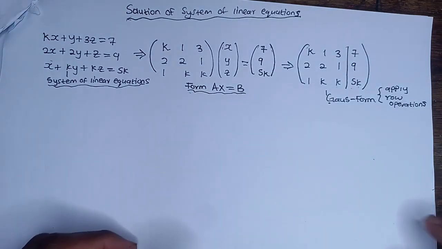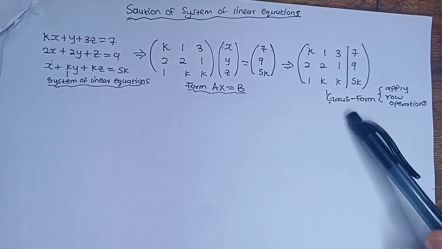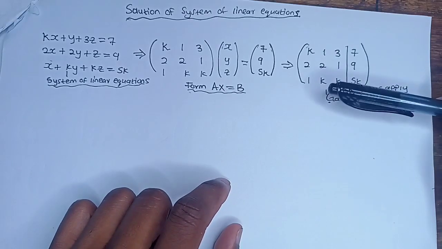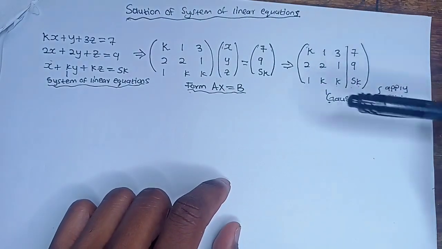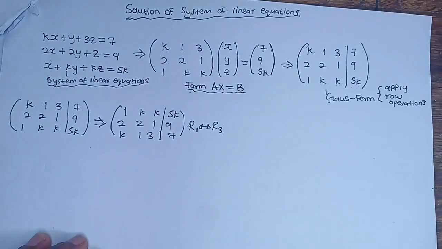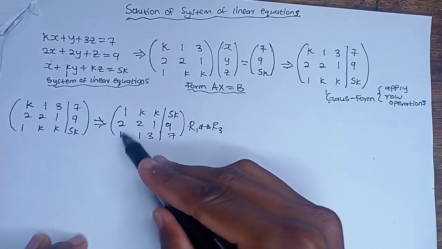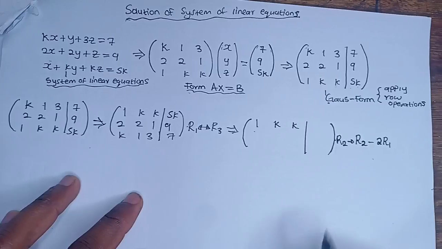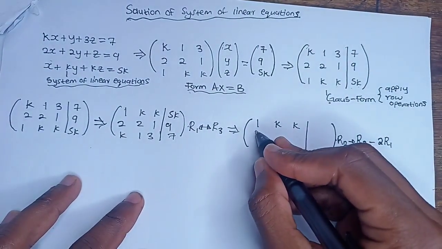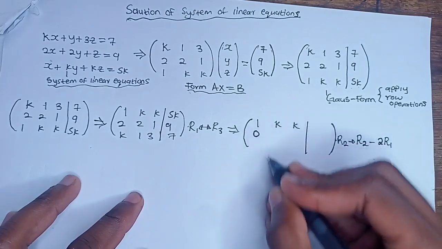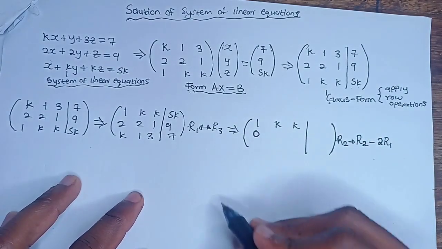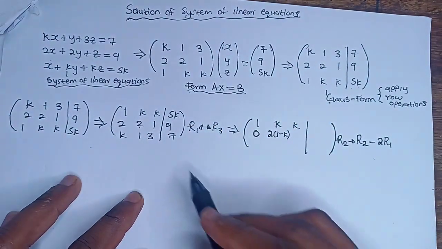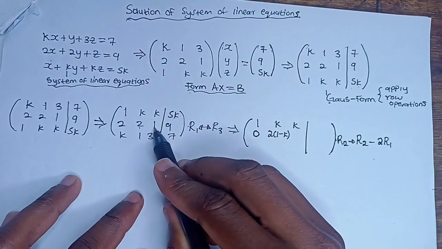So the first step that I'm going to do, according to reduced echelon form, using row operations, is to exchange row 1 with row 3 so that I can have the leading one. Secondly, below the leading one, I must have zeros. So applying the row operations, row 2 will go to row 2 minus 2 row 1. For the first entry on row 2, I have 0. Then the second entry on row 2, I have 2 minus 2k. And for this one, I have 1 minus 2k.